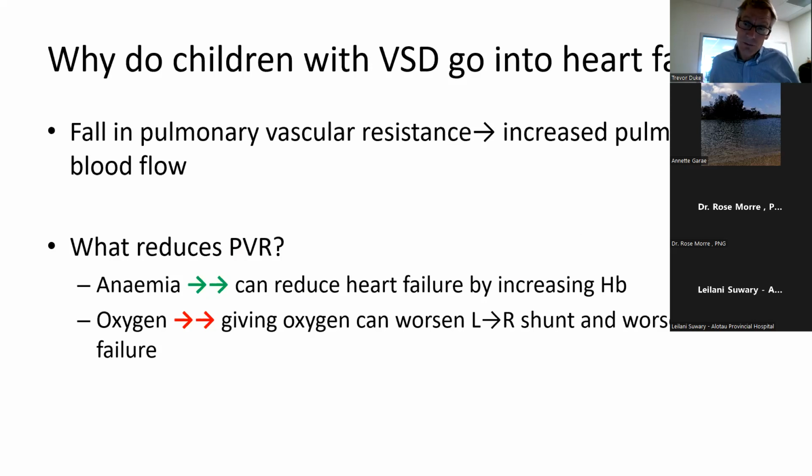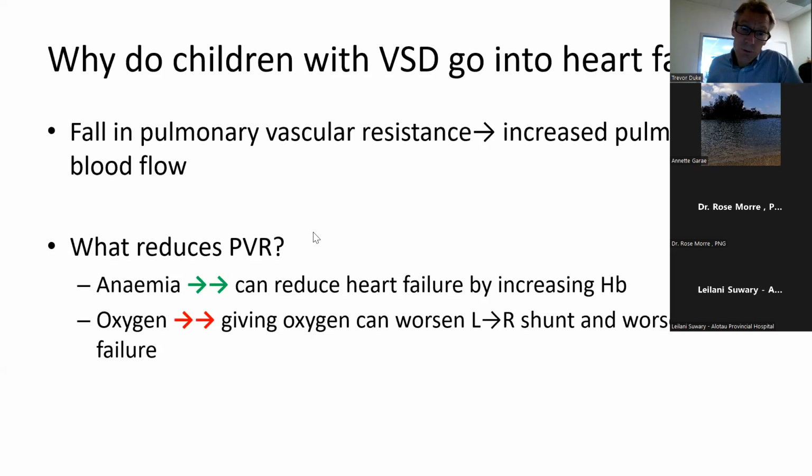The reason they go into heart failure is because of increased pulmonary blood flow from the left side to the right side of the heart across the ventricular septal defect. And that occurs because of a drop in pulmonary vascular resistance, which allows blood to flow across the VSD. As children get older, from the time of birth to the first 6 months, their hemoglobin drops, and that reduces their pulmonary vascular resistance, and that increases the blood flow from the left side to the right side of the heart.